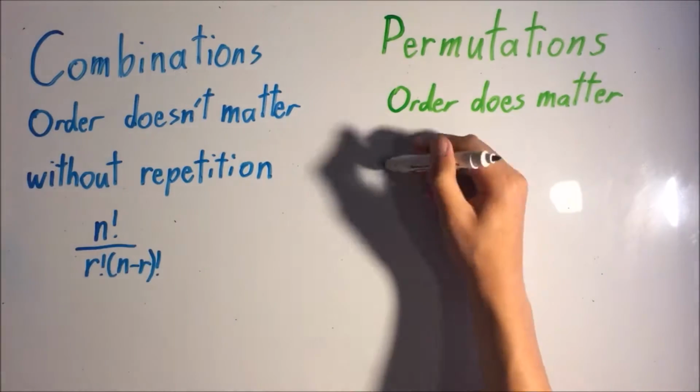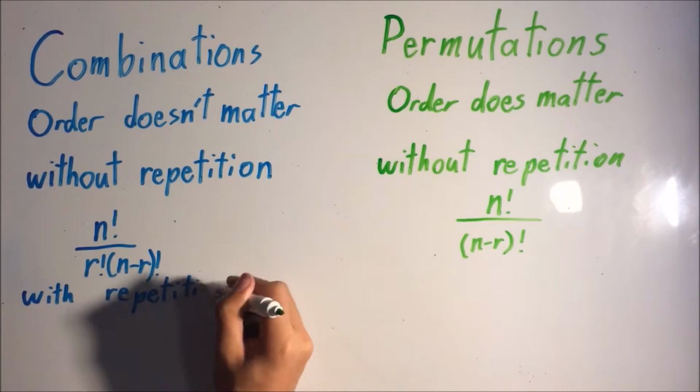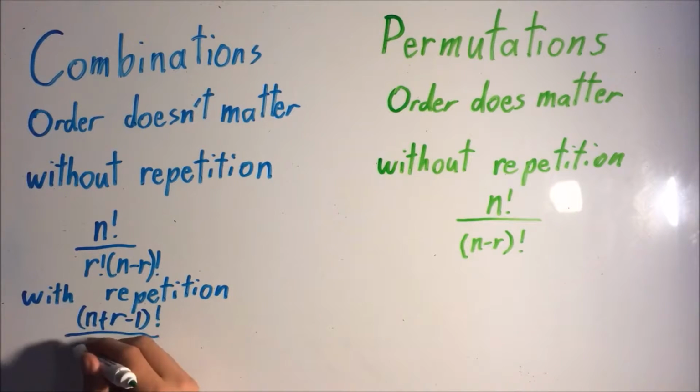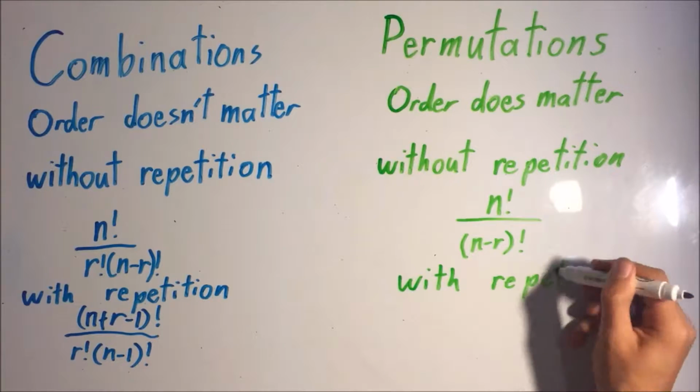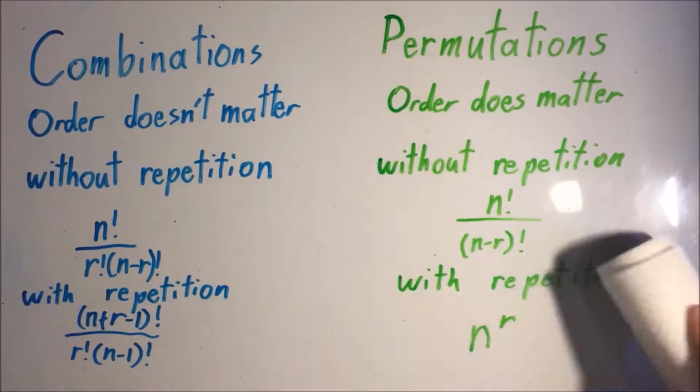Combinations and permutations each have two separate equations, one for if the results are allowed to repeat, and one for if they are not. In the following equations, n represents the number of things possible, and r represents the number of things chosen.